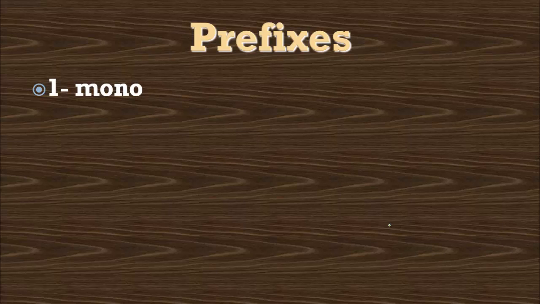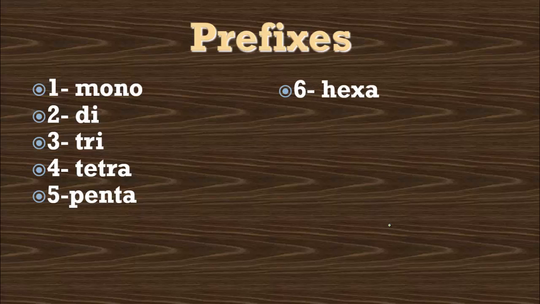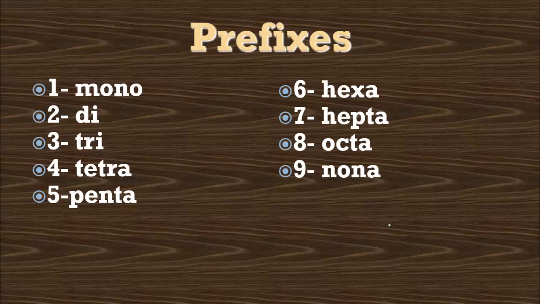So if we have 1 atom, we're going to use mono. 2 is going to be di, 3 tri, 4 tetra, so that's going to be the harder one to remember. But if you think of Tetris, the game, everything is 4 blocks. So 4 tetra, 5 penta, 6 hexa, 7 hepta, 8 octa, 9 nona, and 10 deca.